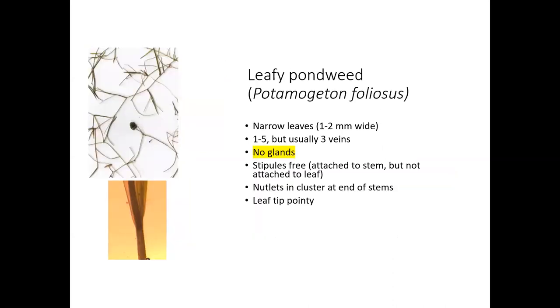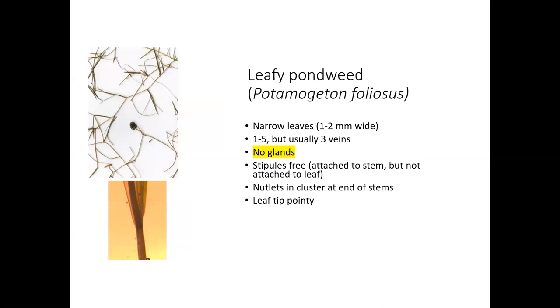Next. Leafy pondweed looks an awful lot like small pondweed. The leaves are about the same size, 1 to 2 millimeters wide. There are 1 to 5, but usually 3 veins. There are no glands. So again, look at that photo beneath the whole plant and see that it's very smooth. It doesn't have those little glands sticking out to the side. The stipules are also free on this plant. They are attached to the stem, but they are not attached to the leaf.